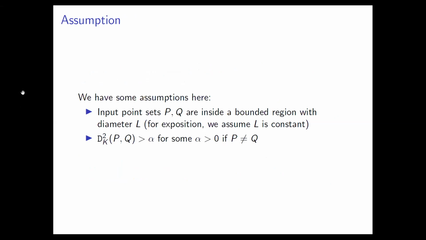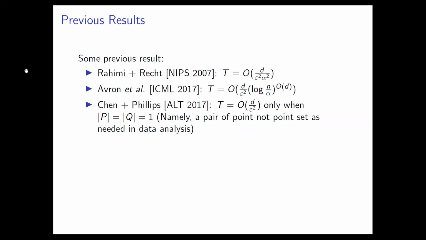So before we go into the technical details, we have some assumptions in our problem setting. First, we assume that our input point set P, Q lies inside a bounded region of diameter L. For exposition, we assume L is constant here. Also, we assume that the squared kernel distance is at least alpha if P is not equal to Q. Now, let me introduce some previous results.